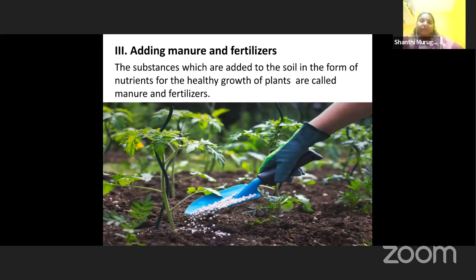Now we can see the difference between fertilizers and manure. Fertilizers are man-made. Manure is a natural substance, that is cow dung and plant residues which are made to decompose. Fertilizers are inorganic salts. Manures are organic. So again, I repeat my point: fertilizers are man-made inorganic salts. Manure is a natural substance obtained by decomposing cattle dung and plant residue.